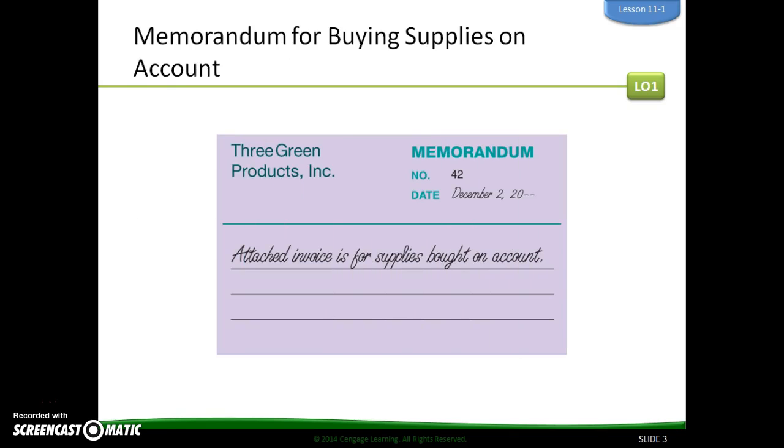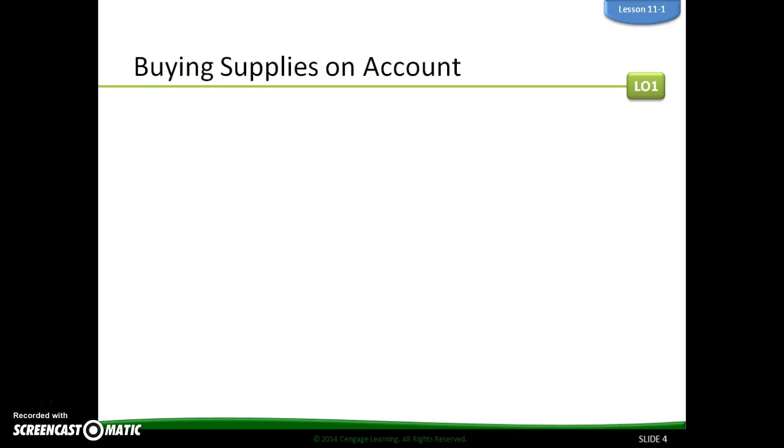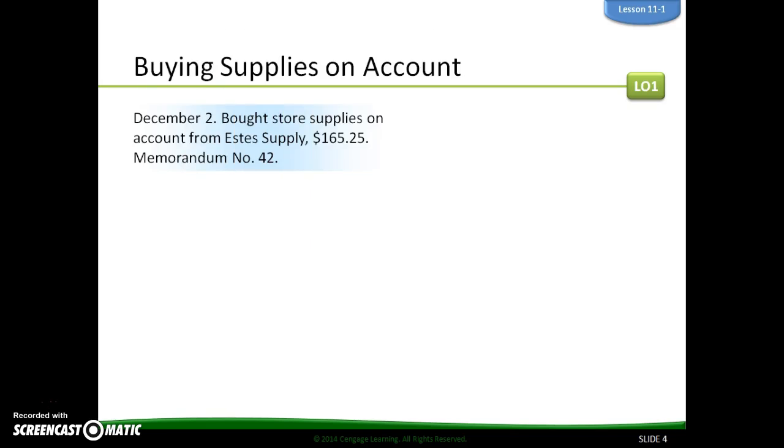One thing that you want to be aware of is that when we purchase supplies on account, we often note these using a memorandum or a memo. So, a memo for buying supplies on account. You can see that this memo right here has an invoice for supplies that were purchased on account, but they don't go in the cash payments journal and they don't go in the purchases journal. So this would go into the general journal.